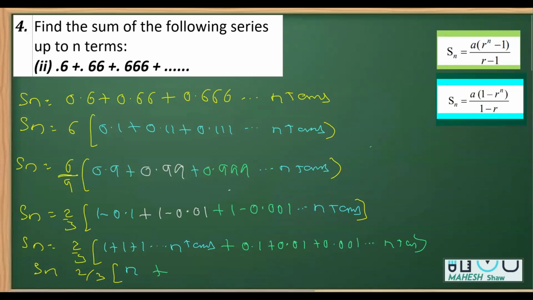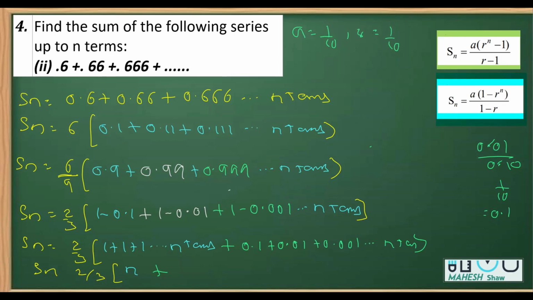Now let's figure out what A is here. So we can see A is 0.1. And what is R here? R is this divided by this, the second term divided by the first term. I can put an additional 0 and remove this, and I'm getting 1 by 10, which is the same as 0.1 only. That's better if you write this as 1 by 10. So A is 1 by 10 and R is also 1 by 10 only, right?